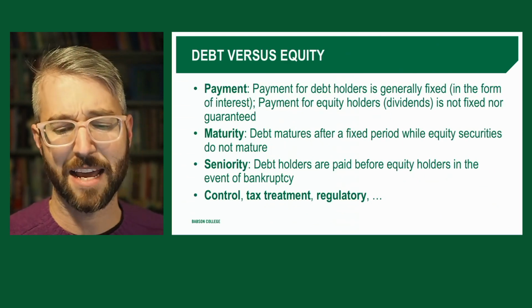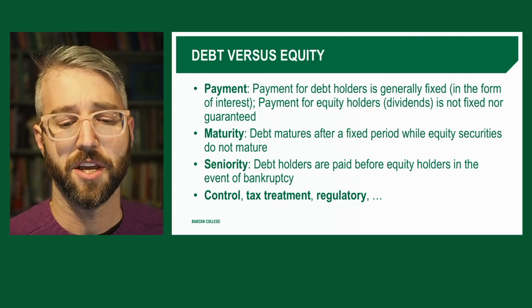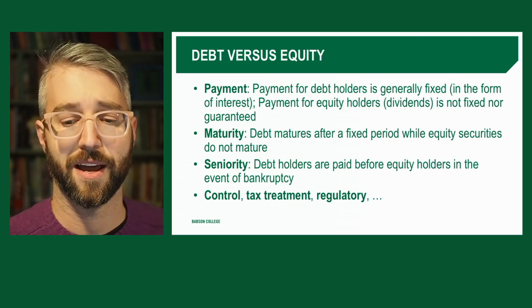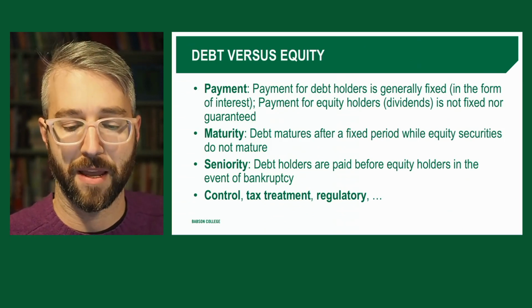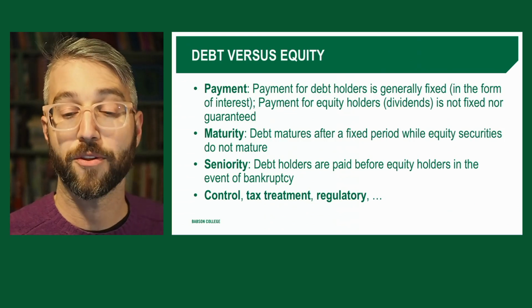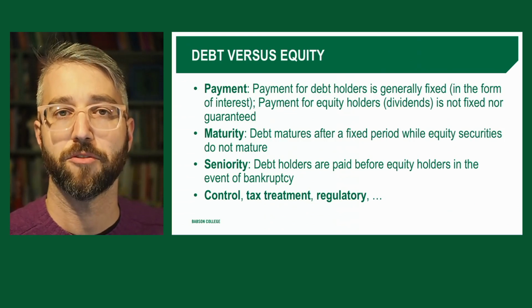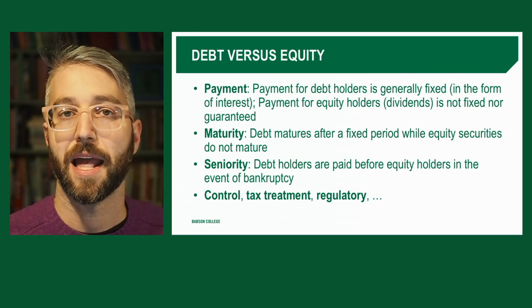So debt holders have fixed payments. Equity holders have non-guaranteed payments. Debt holders know when they're going to get paid. Most debt contracts have a fixed maturity schedule. Equity's forever.